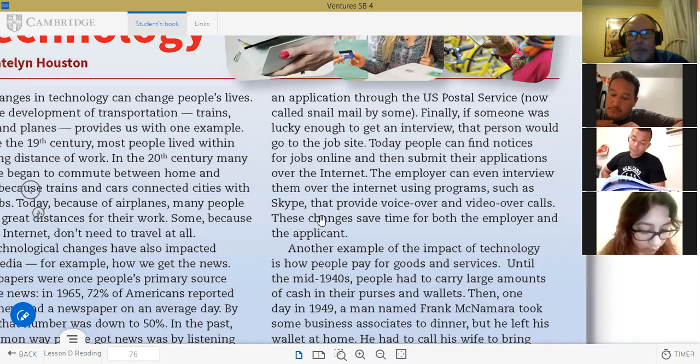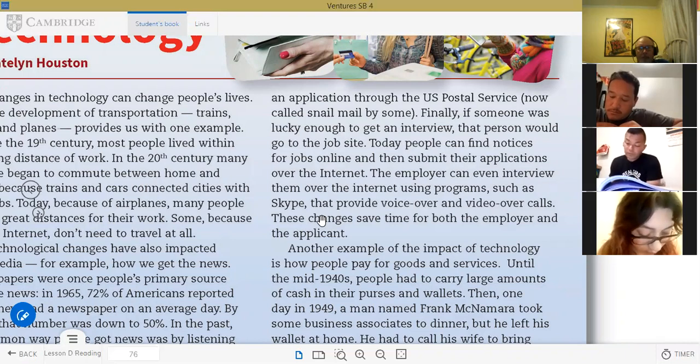Finally, someone was lucky enough to get the interview. The person would go to the job site. Today, people can find notice for jobs online and then submit their application over the internet. The employer can even interview them over the internet using programs such as Skype. They provide voice and video calls. This change saves time for both the employer and the applicant.